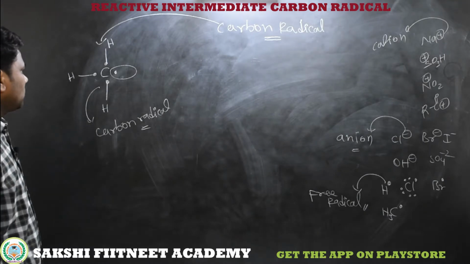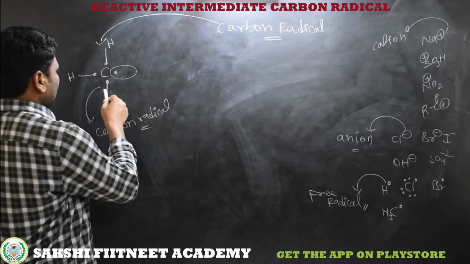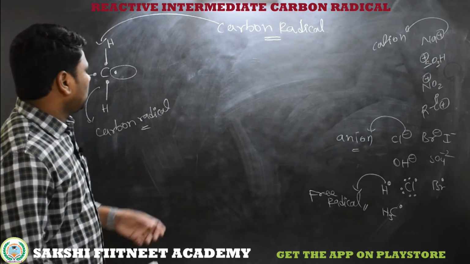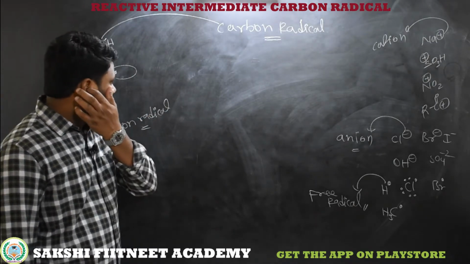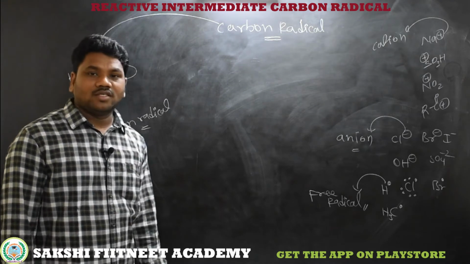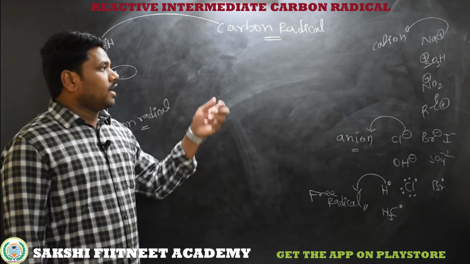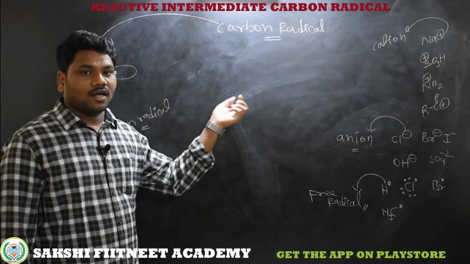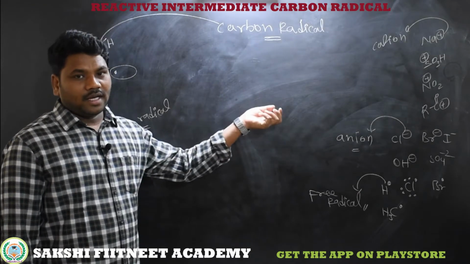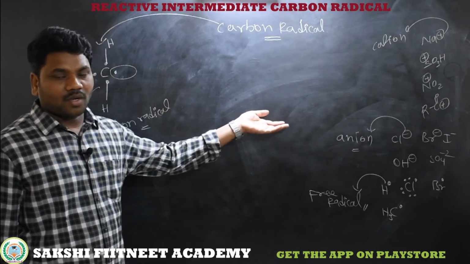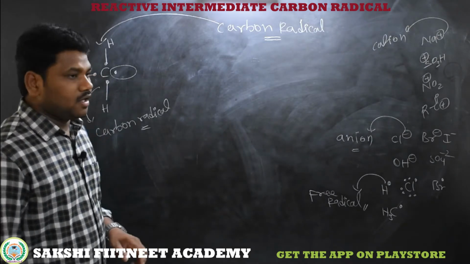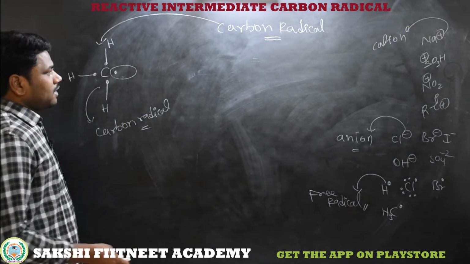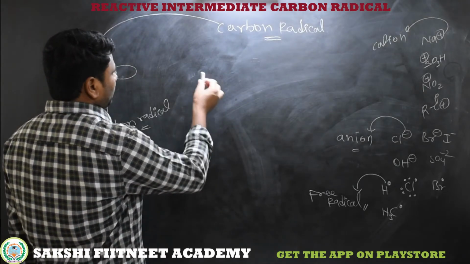So what is the formation actually? In a mechanism, a carbon radical forms on bond cleavage. Here we have 2 types of bond cleavage, one is heterolytic cleavage and one is homolytic cleavage. On heterolytic cleavage, you will get a cation and an anion, a positive fragment and a negative fragment, which we discussed in the previous video lectures on carbocation and carbanion. Here a carbon radical forms on homolytic cleavage.